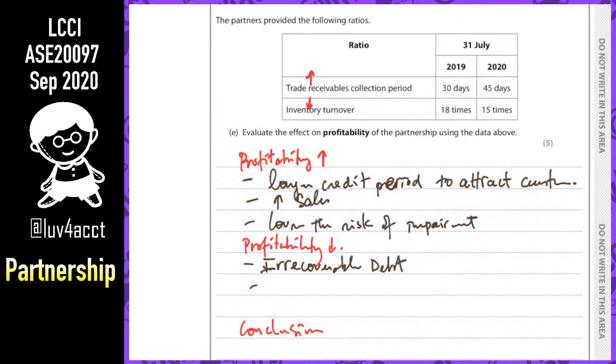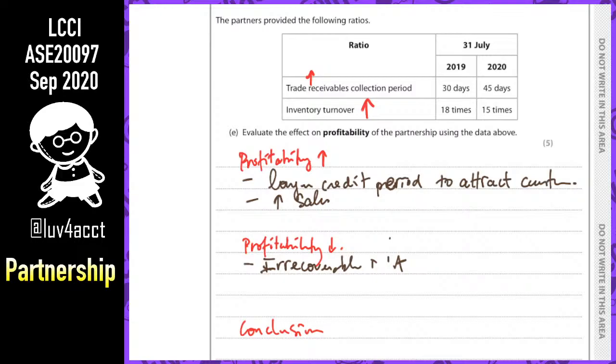But at the same time, if it goes to the extreme... Inventory turnover times decrease, it does not mean inventory decreases, it means inventory goes up. Then that is another story. So if inventory goes up, we have already explained in the previous question.